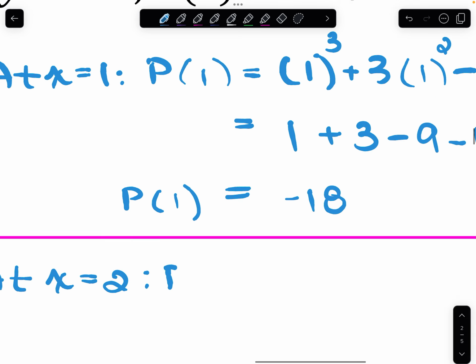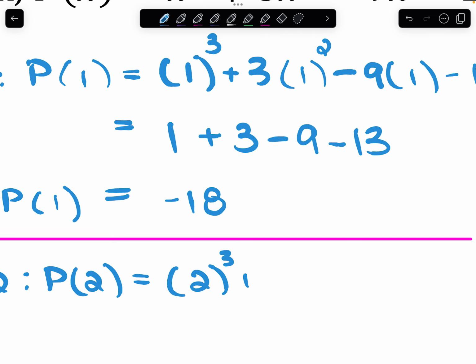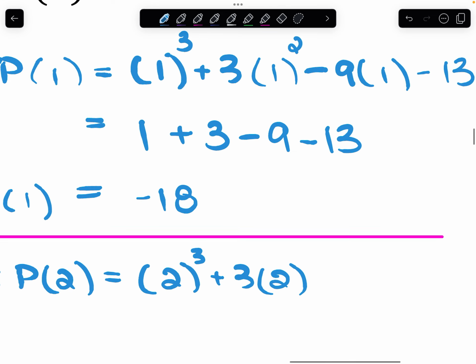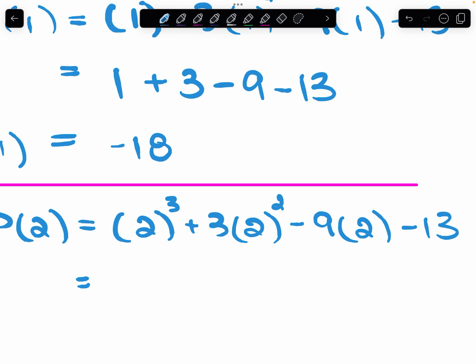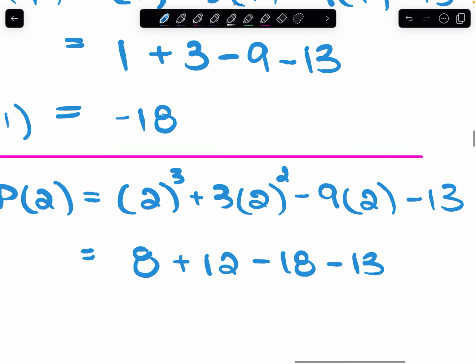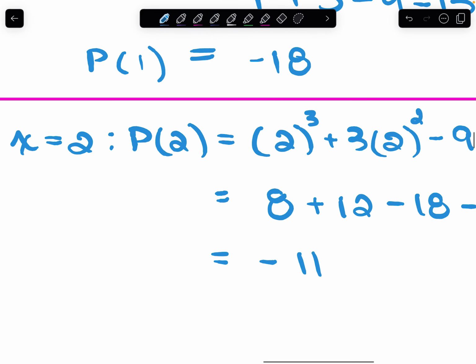P of 2, 2 cubed plus 3 times 2 squared minus 9 times 2 minus 13. All right, 2 cubed is 8. 2 squared, 4 times 3, 12 minus 18, oops, minus 13. All right, 8 plus 12 is 20. 20 minus 18 is 2. 2 minus 13, -11.